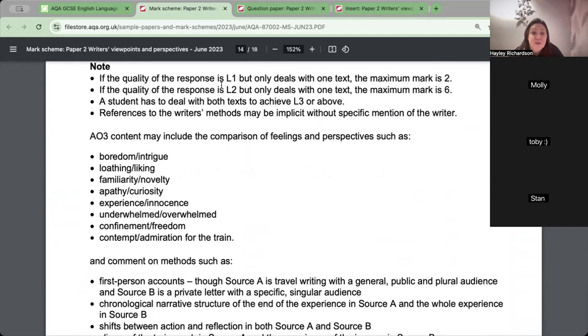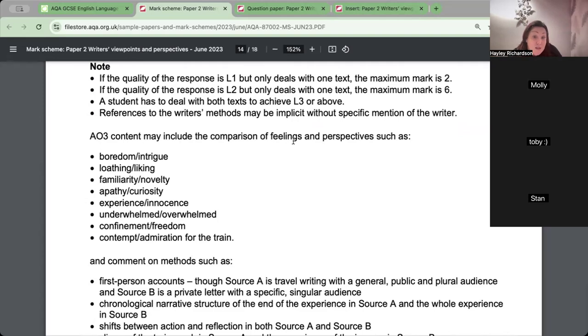So if the quality of the response is level 1, but only deals with one text, the maximum mark is 2. So you must mention both texts. If the quality of the response is level 2, but only deals with one text, the maximum mark is 6. So you're capped if you only talk about one source. Student has to deal with both texts to achieve level 3 or above. References to the writer's methods may be implicit without specific mention of the writer. So you don't have to mention the writer, but if you do, it makes it a lot easier.